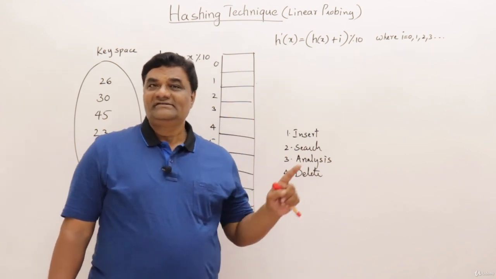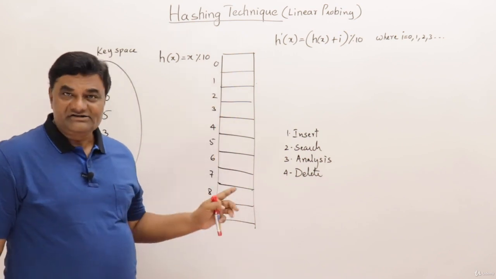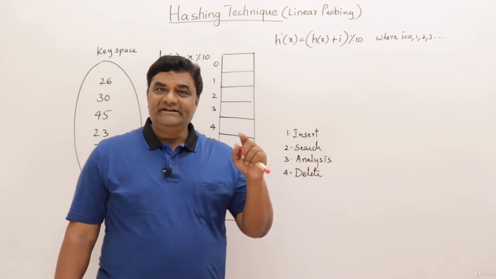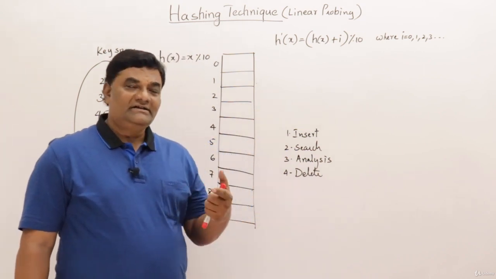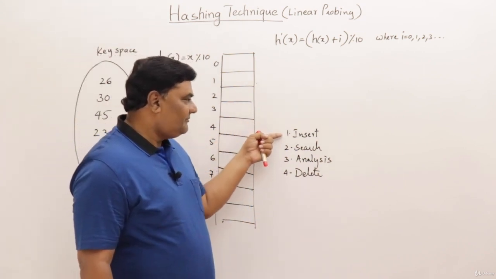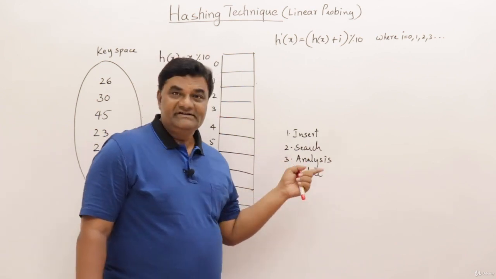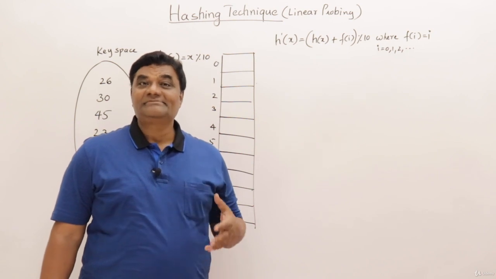So we'll try to utilize the space given for the hash table only, and will not consume any extra space. First I'll explain what linear probing means. Then I will explain these operations: insert, search, and we will do analysis on search. Then we'll also see delete. Now let me explain linear probing.